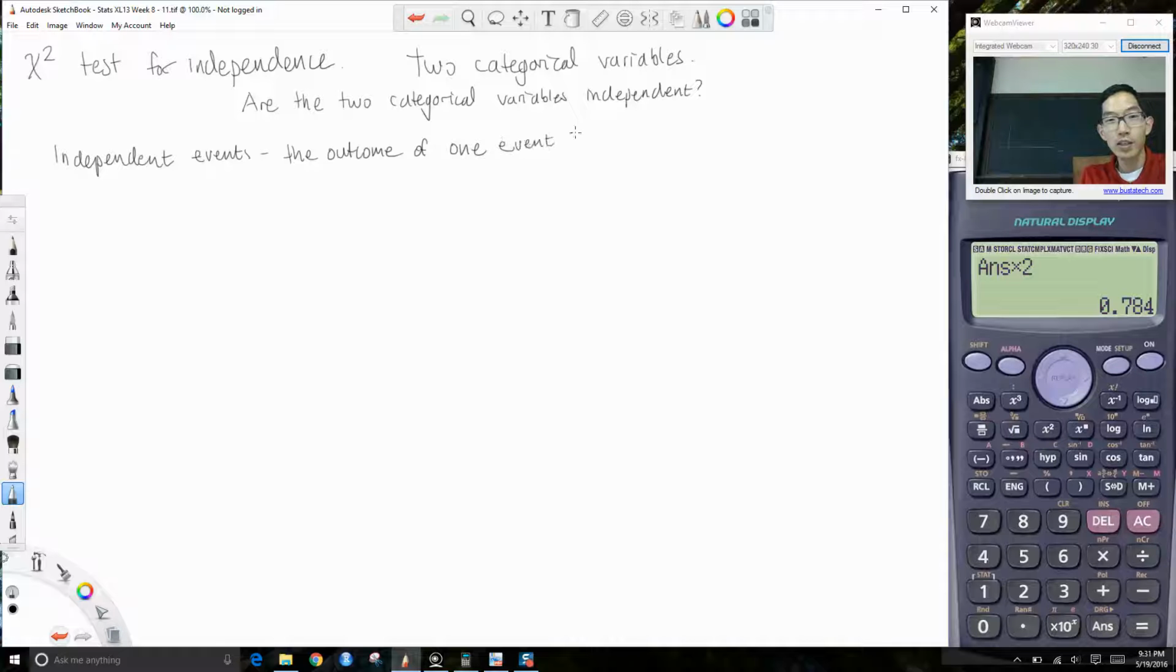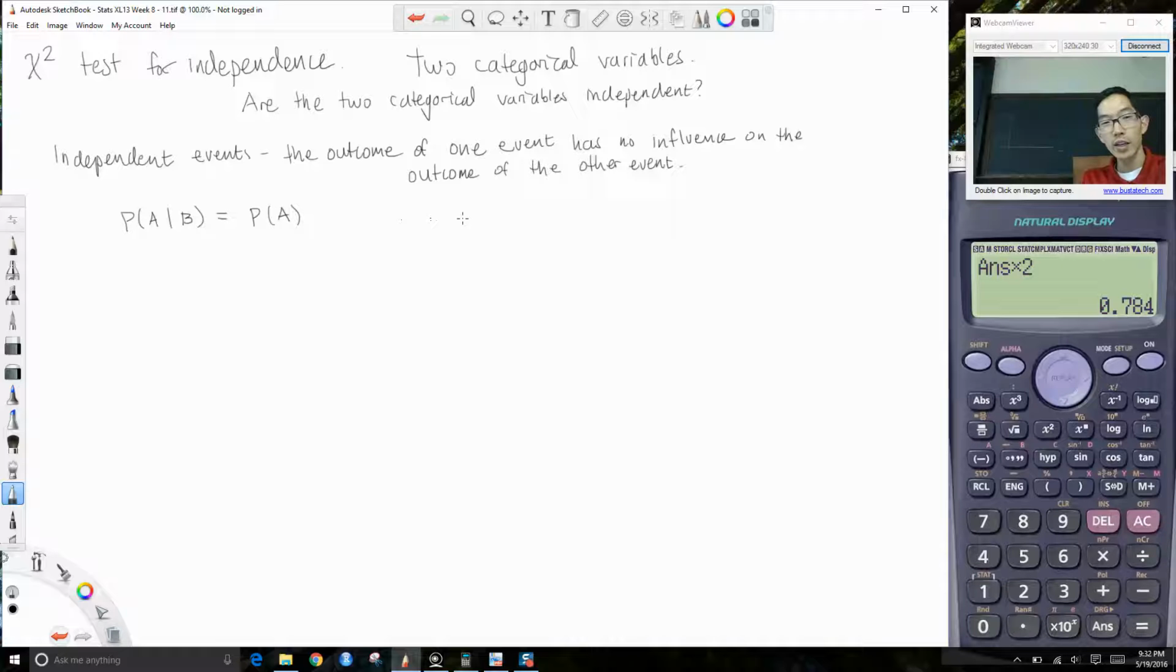So I'll write all of this out. So the outcome of one event has no influence on the outcome of the other event. Okay, and so we said, as far as equations go, probability of A given B would then be equal to, if A and B are independent, the probability of A. So the probability of A, whether B has happened or not, is just the probability of A.